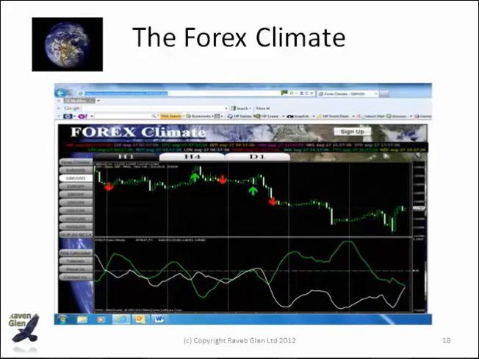And here is the forex climate. Notice the green upward and the red downward arrows indicating changes in direction. These are the trading signals. Also, the two lines below, the green represents the dollar and the white represents the pound. And their closeness and how far away they are apart and when they cross over are all significant. And we'll look at these factors on the next slides.